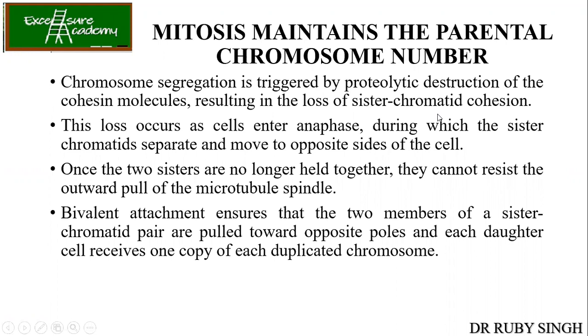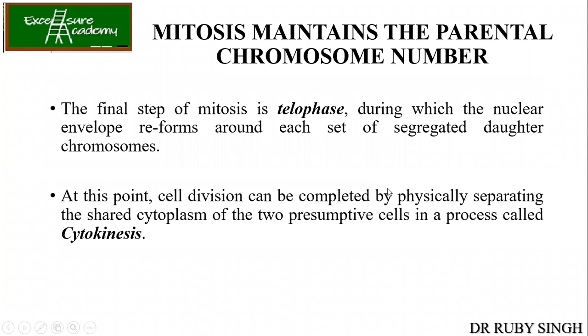So chromosome segregation is triggered by proteolytic destruction of the cohesion molecules, and because of this, the sister chromatids can move in opposite directions, which is going to happen in the anaphase. Once the two sisters are no longer held together, they cannot resist the outward pull of the microtubule, so they can move in opposite directions. Because of this action, each cell receives one copy of the duplicated chromosome. So this we already know, right?